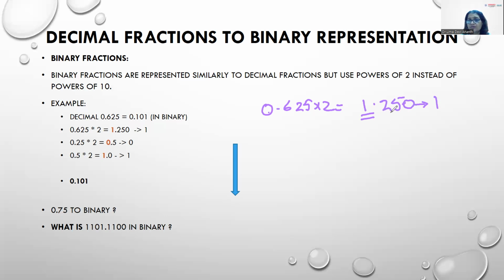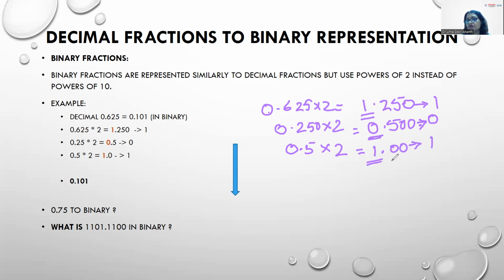The next thing, what part is there in the decimal over here? 0.250. So 0.250 into 2 again we have to do. And then we will get 0.500. And here, what is the integer part we have got? We've got a 0. So we write 0 over here. Now 0.5 into 2 again we have to do. So we have to keep doing till we get no further decimal part. So if you multiply 0.5 into 2, you will get 1.00. Now the integer part over here is 1. So we have to write that as 1.